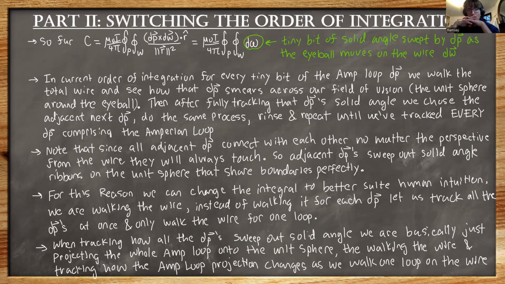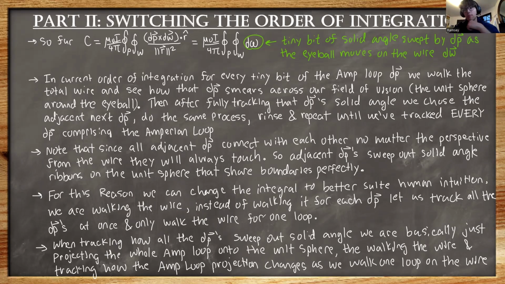Note that since all adjacent dPs connect with each other, if I have two dPs here, they're physically connected. This step leads to the next step. Then no matter what your perspective is, those will always touch each other. If two things are truly touching, it doesn't matter what angle you view them from. They will always appear to be adjacent. So in this case, if you imagine walking the wire and looking at a single dP, it's sweeping out this kind of ribbon, a ribbon of width, apparent size of dP, swept around the unit sphere, whatever crazy curve you're following on the wire path. But its adjacent dP will have a ribbon swept out that will share a boundary with the first ribbon.